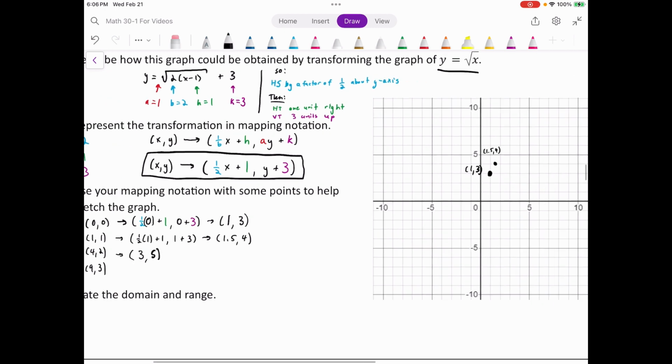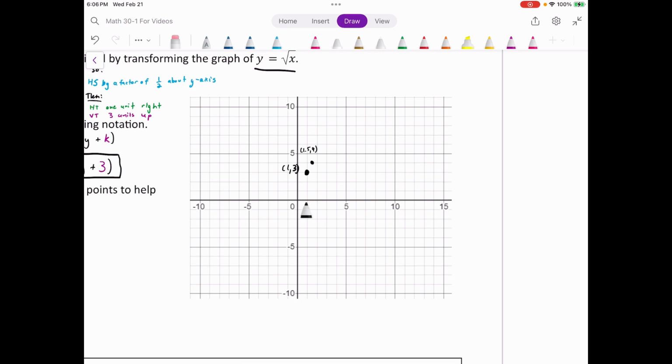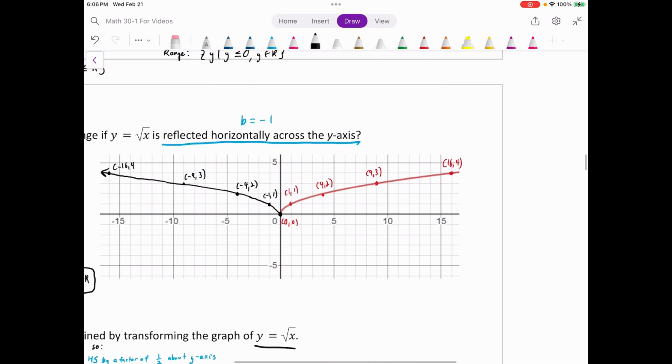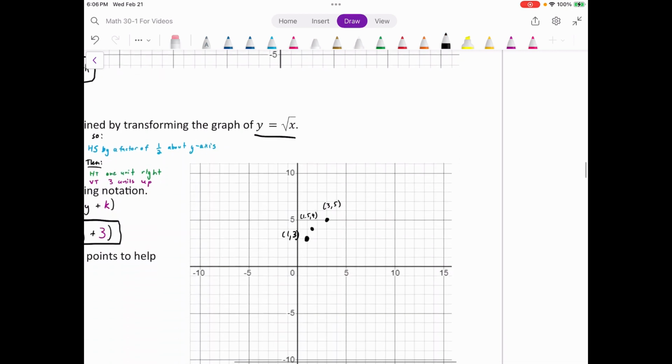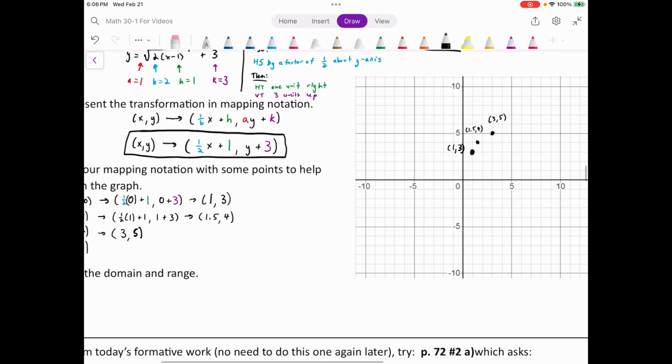So 3, 5 is a point on our graph. So x 1, 2, 3, y 1, 2, 3, 4, 5. That point should be on our graph. And we can see it kind of has that characteristic radical function shape showing up now, right? That kind of bend, but the bend gets less and less dramatic as x increases. It's kind of what we see here as well.